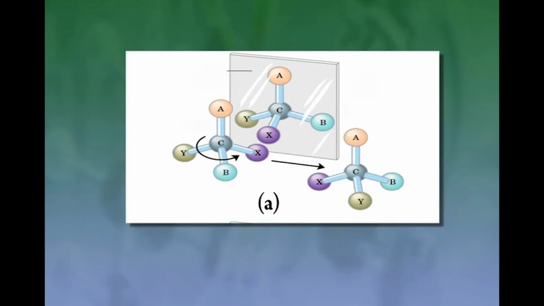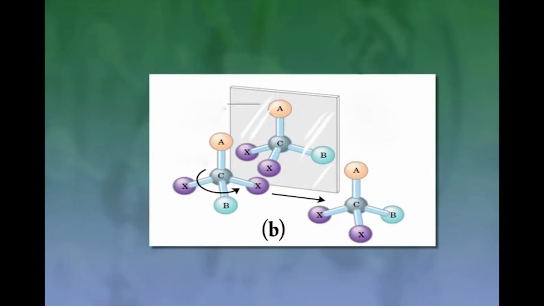When a carbon atom is asymmetric, it is called a chiral molecule, and here the rotated molecule cannot be superimposed on the mirror image as shown in section A. In section B, we can see an achiral molecule which can be rotated and superimposed on its mirror image.